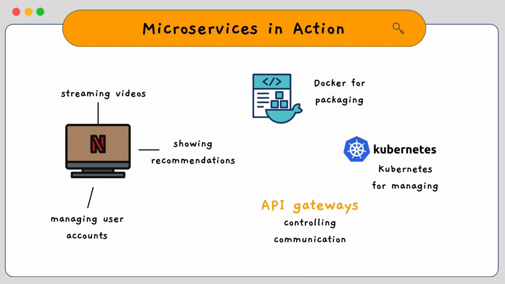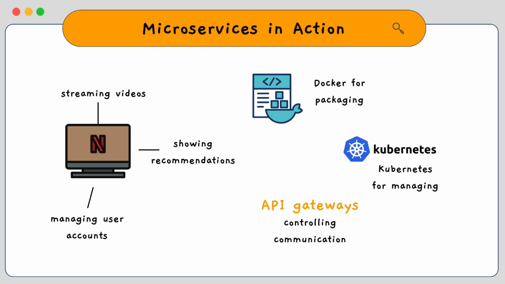To build and manage microservices, developers use tools like Docker for packaging services, Kubernetes for managing them, and API gateways like Kong to control communication. These tools help make microservices more efficient and easier to manage.